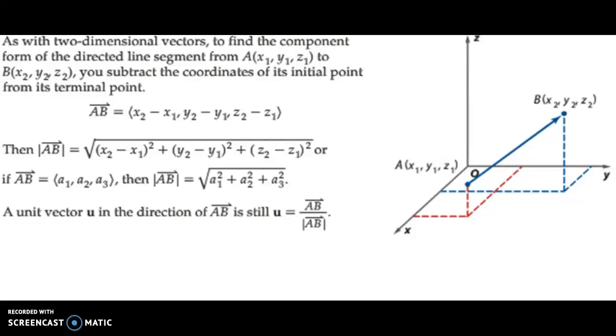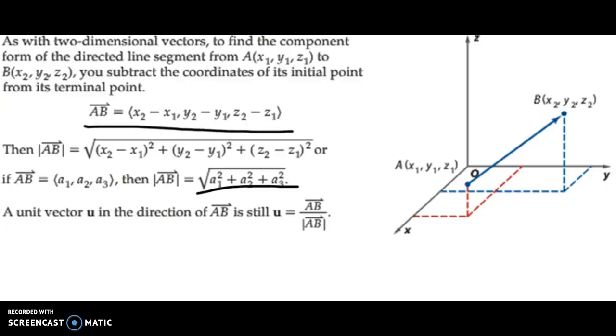Today we're going to continue talking about three-dimensional vectors. Just like we had with two-dimensional vectors, you can find your components from your initial and terminal points. The only difference is now you're going to have three components instead of two. You also can find your magnitude.